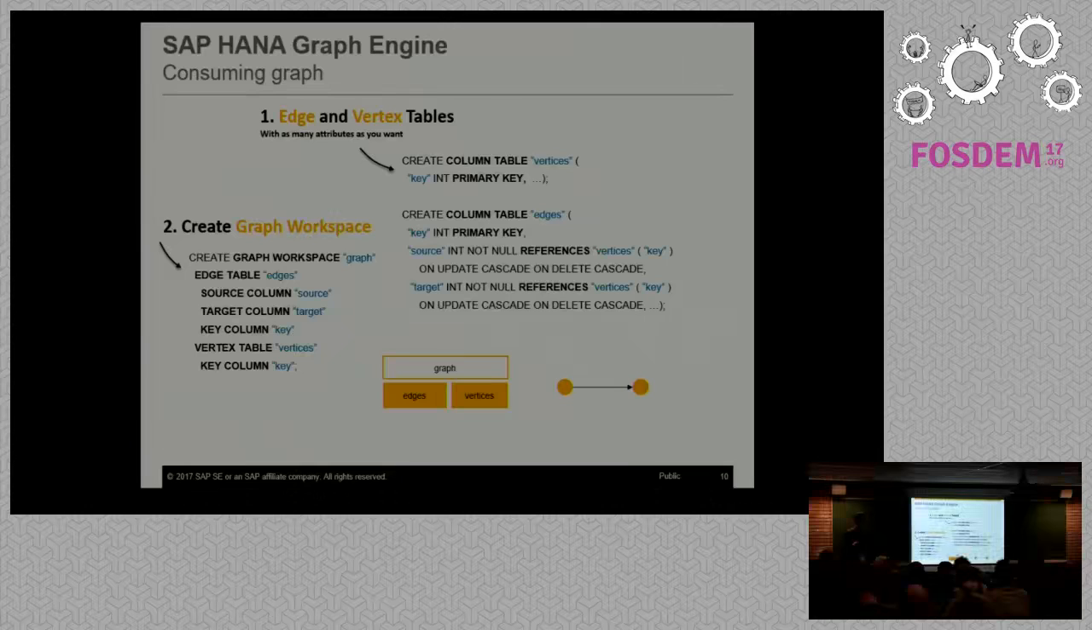If you have this schema, then you can create a graph workspace, which is a metadata object that works as a view and gives you this graph abstraction. In the create graph workspace statement, you say which edge table and which vertex table you are using, and which are the attributes of the corresponding tables. And then you have the graph workspace. If you want to apply an algorithm and use the graph in the graph workspace, you just have to say, I want to use this graph workspace.